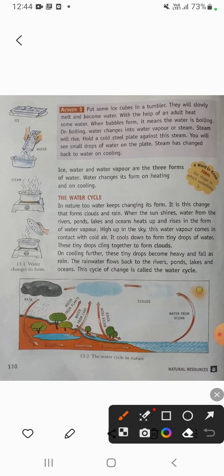So, students, first of all, the sun heats the water of rivers, lakes, ponds and seas. Okay? And this changes water into water vapor. So students, the heat converts the water in rivers and lakes into water vapor. After that, this water vapor rises up in the air. Okay?